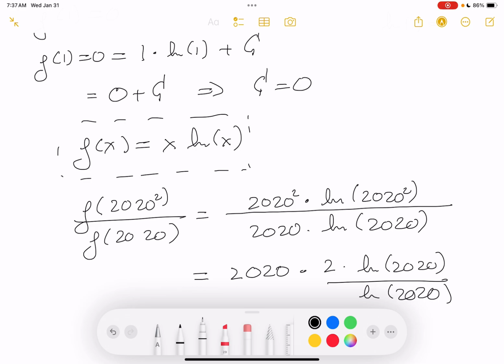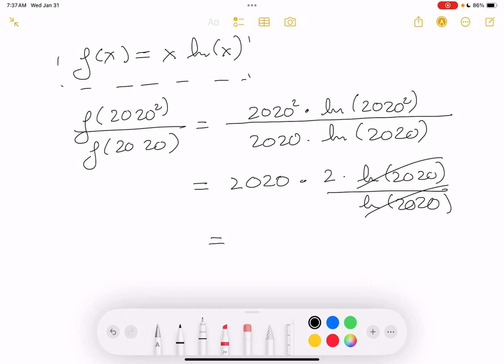Well, I don't know what the log of 2020 is, but I know they're the same number. They're non-zero, by the way. They cancel off. And what do you get over here? 4040. And this is the end.